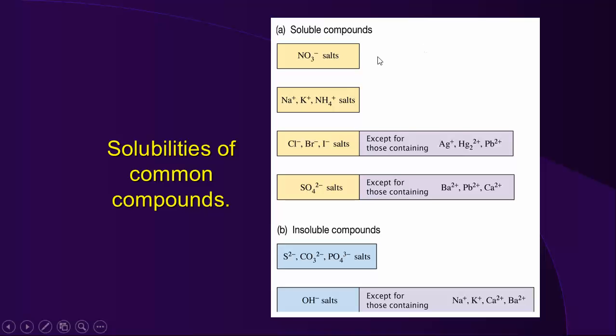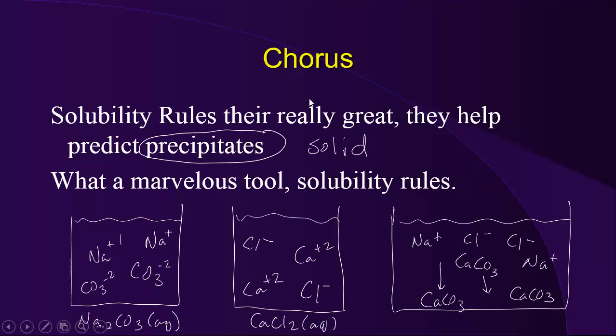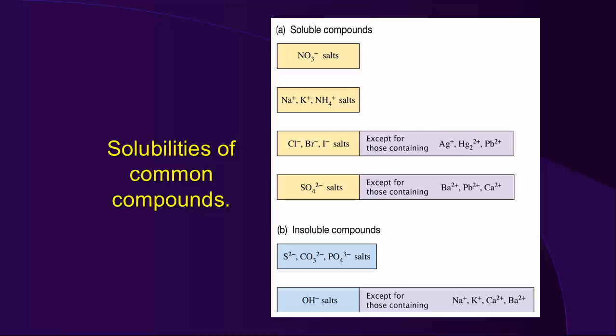Well, basically, nitrates, anything that's bonded to a nitrate is going to be soluble. What does that mean? That means it dissolves. Soluble means dissolvable. All alkali metal ions, when they're bonded to whatever, will dissolve. Chlorides, bromides, iodides, and throw in fluorides there, will dissolve, except if they are bonded to silver, mercury 1, or lead 2. So they will all dissolve except for mercury 1, lead 2, or silver.